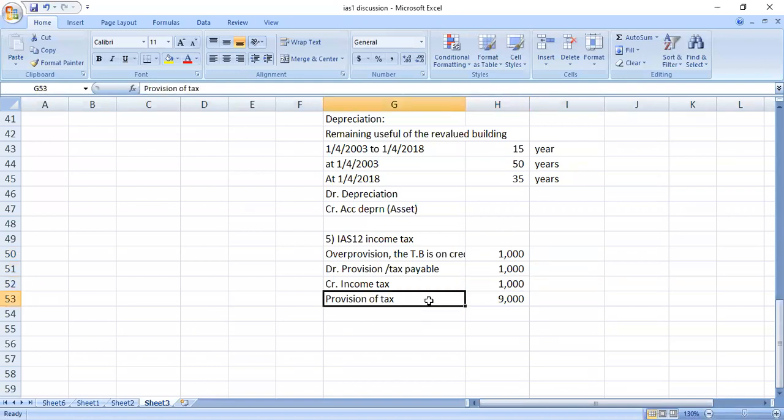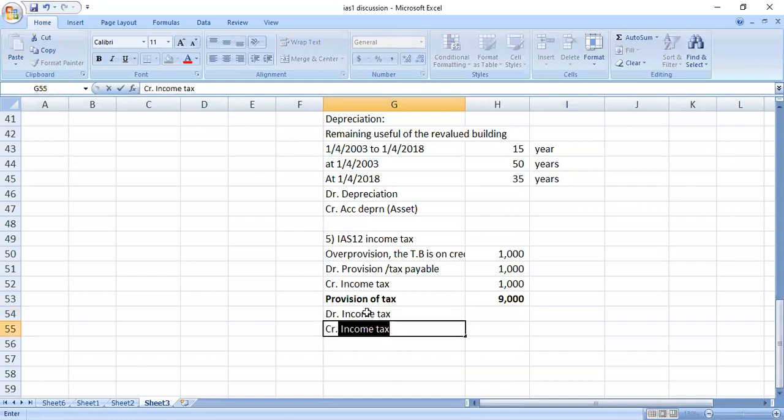Then we look at the provision. The provision has its own entries as well. Once you create the provision, it's supposed to realize the liability, hence credit provision, and debit the expense itself, what you're trying to provide for. So it's supposed to therefore debit income tax and credit the provision, or you can call it the tax payable, since we're saying it's a liability. Okay, how much? It's 9,000.